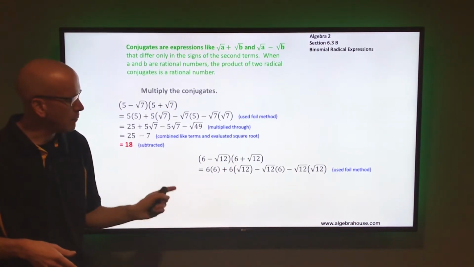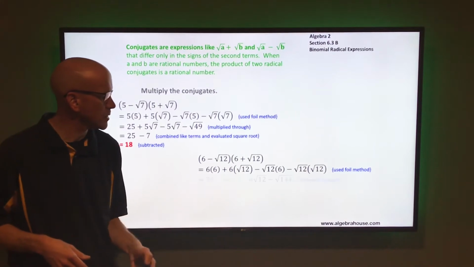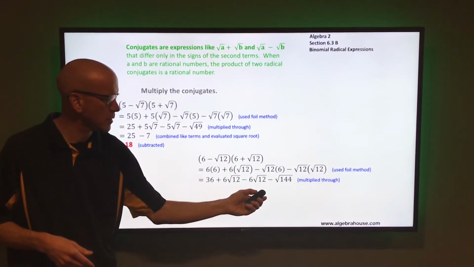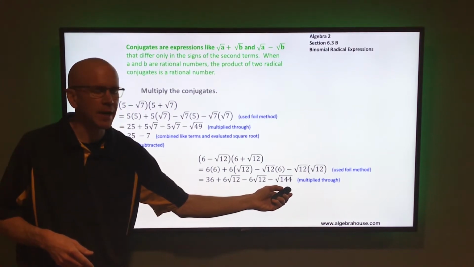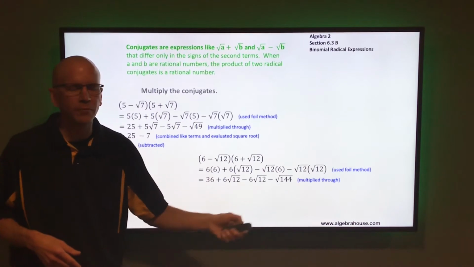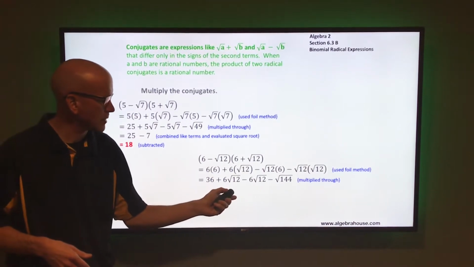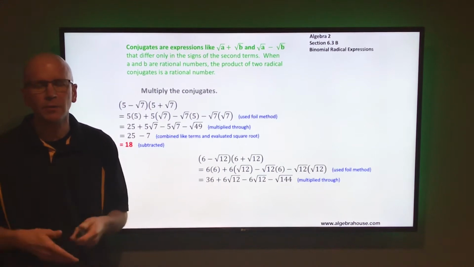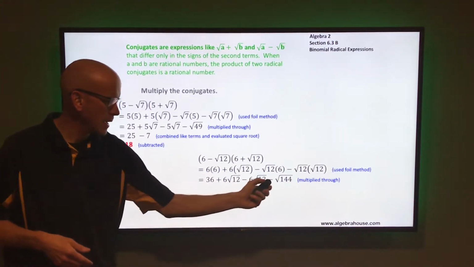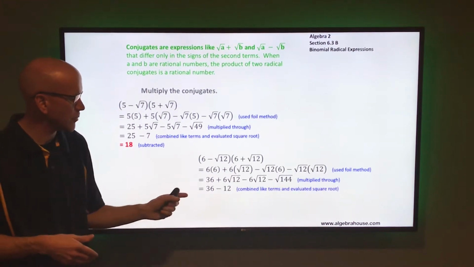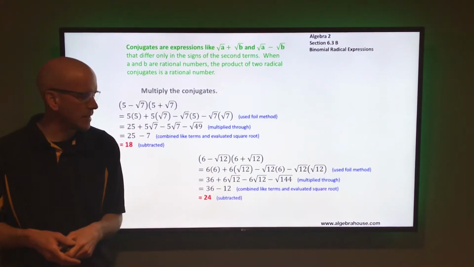Multiply through that, 6 times 6 is 36. Then you have 6 times the square root of 12 minus 6 times the square root of 12. And on the end, the negative square root of 12 times the square root of 12, that would be the negative of the square root of 144. Simplify that, combine the like terms in the middle, 6 square root of 12 and negative 6 square root of 12, that's just going to be 0. Those cancel each other out. And on the end, the square root of 144 is 12, so it would be minus 12 on the end. So you're looking at 36 minus 12, and that is 24.